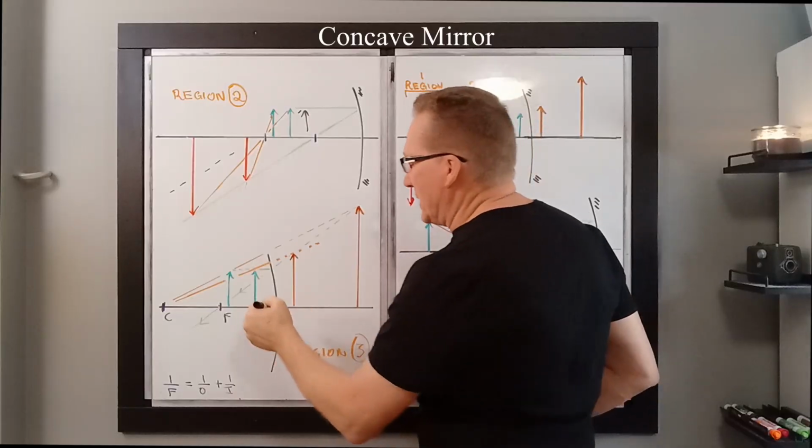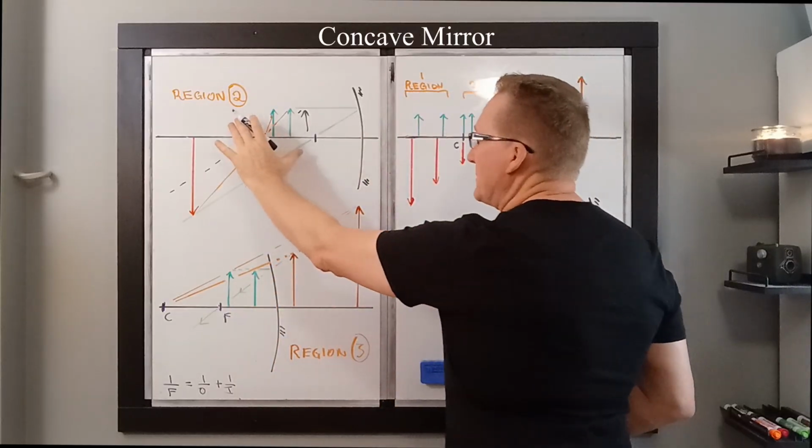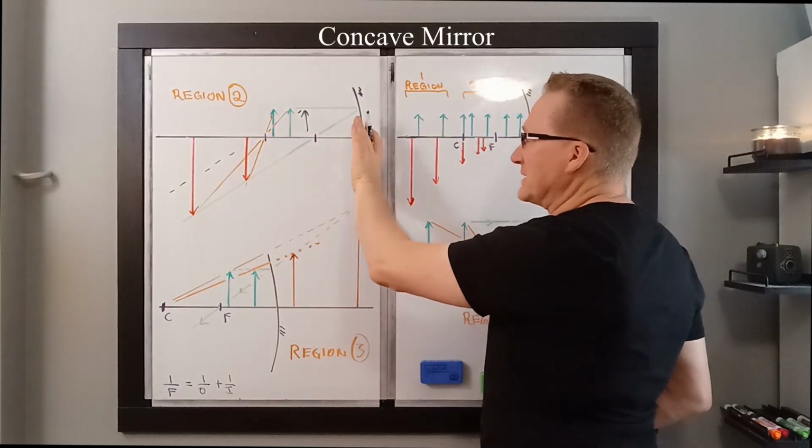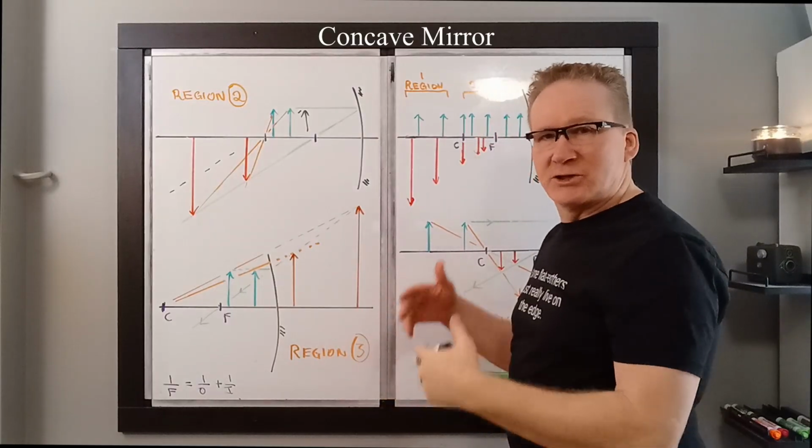Something different is going to happen here. Notice that all of these images have been real. Why are they real? Because they're on the side of the mirror where light should be reflected.